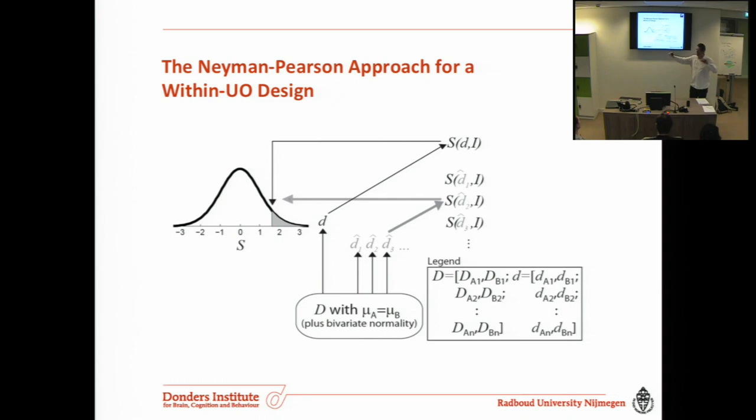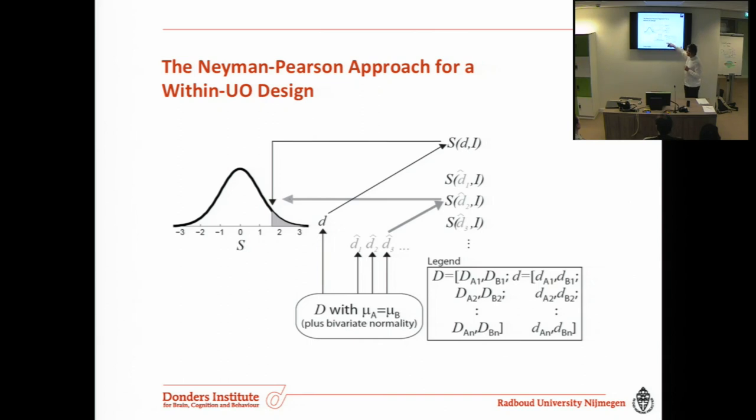Remember that in a between unit of observation design, I had one long vector of numbers. I had small n numbers for condition A and small n numbers for condition B. And now in a within unit of observation design, my observations are paired. So here I have, say, participant 1, participant 2, until participant n. And every participant brings me two numbers, one in condition A, one in condition B.